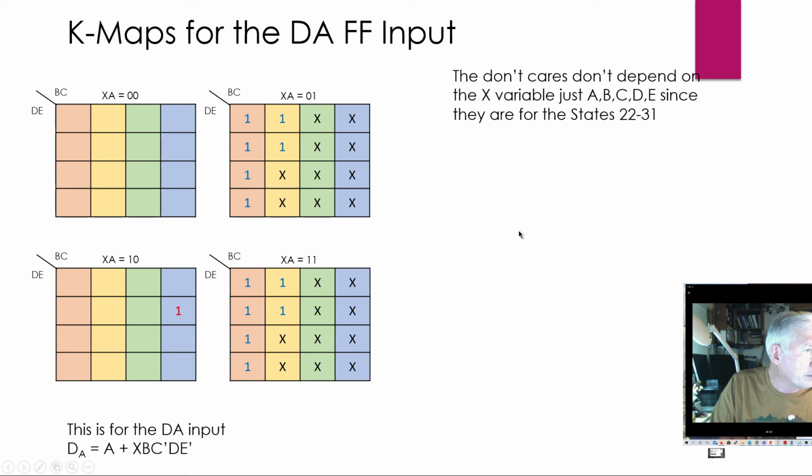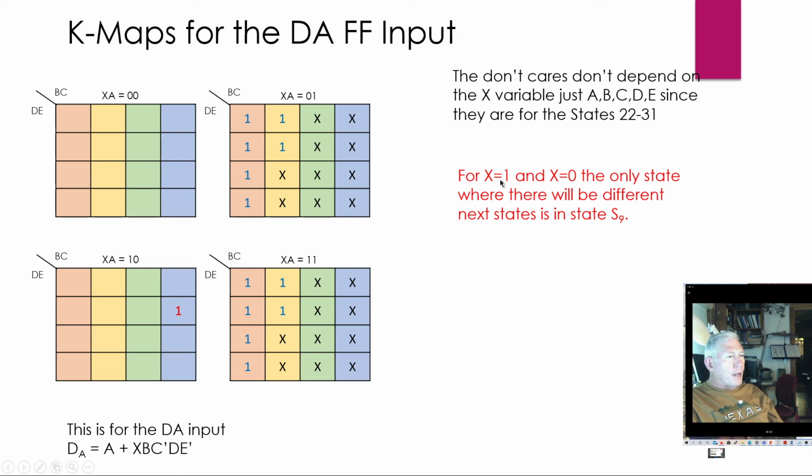We can definitely say the don't cares don't depend on the variable x. They only depend on A, B, C, D, E, since they're related to the states. And for x equals 1 and x equals 0, the only state where there will be any different next states is state 9. So 0, 1, 2, 3, 4, 5, 6, 7, 8, 9. So this one right there.